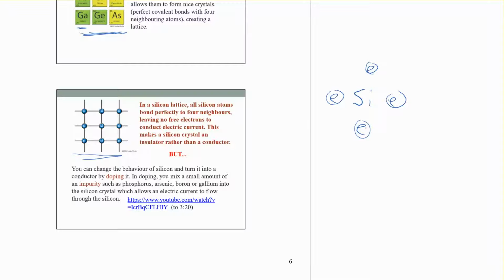But every once in a while, one would be free. So sometimes those electrons are able to move and leave, and sometimes they're not. But that's kind of it. It's that lattice structure that usually makes something good at being a semiconductor. Okay, moving on.